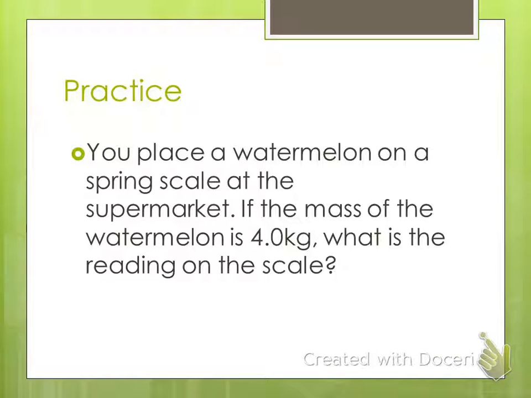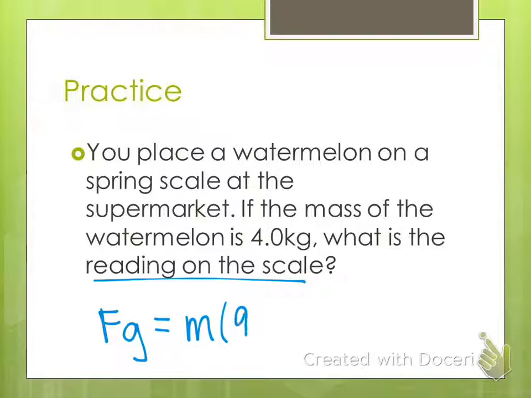You place a watermelon on a spring scale. If the mass of the watermelon is 4 kilograms, what's the reading on the scale? Realistically, our scales in the United States read pounds, but when we ask for the weight or the reading, we're looking for it in newtons. We're trying to solve for Fg. All we do is take 4 kilograms times 9.8, and that gives us newtons.